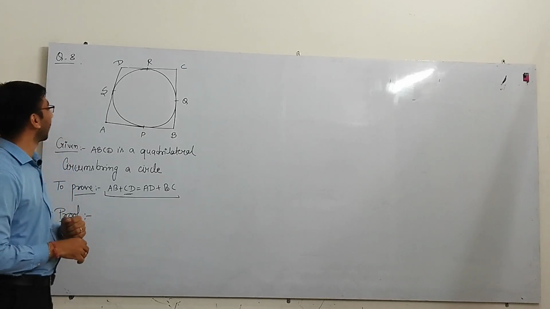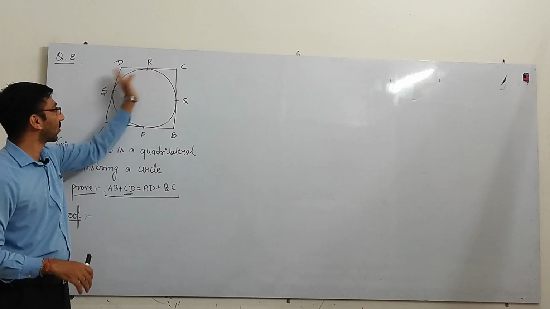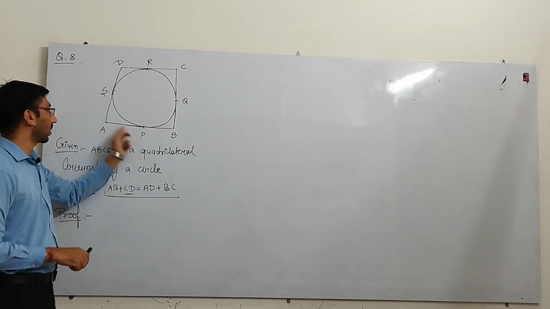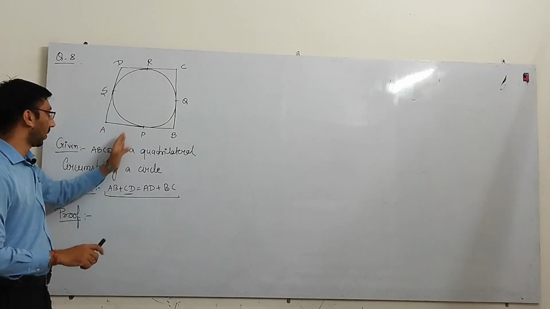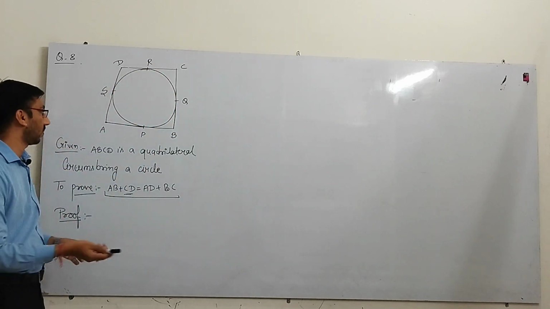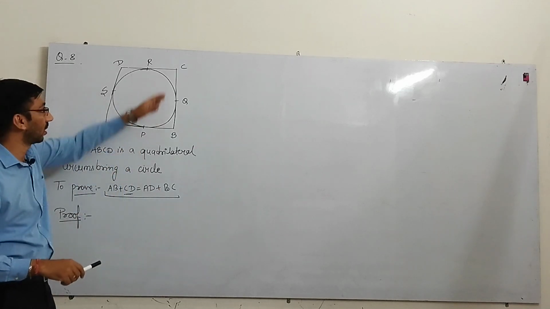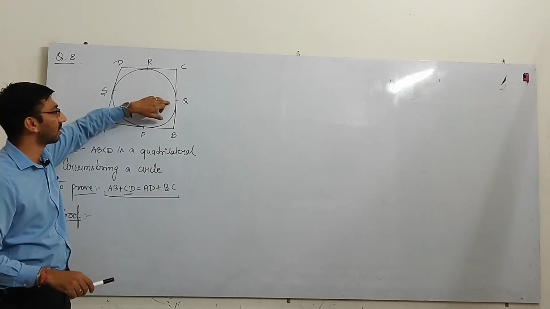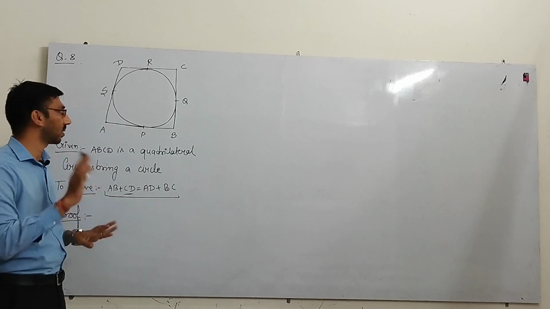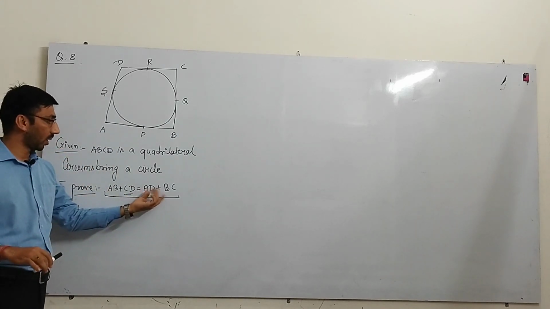Okay, so this is question number 8 of exercise 10.2. In this question we are given that ABCD is a quadrilateral which is circumscribing a circle, and we are given the points of contact P, Q, R and S. So obviously we can say that AB is a tangent and P is the point of contact. Similarly BC is a tangent and Q is the point of contact. We have to prove that AB plus CD is equal to AD plus BC.